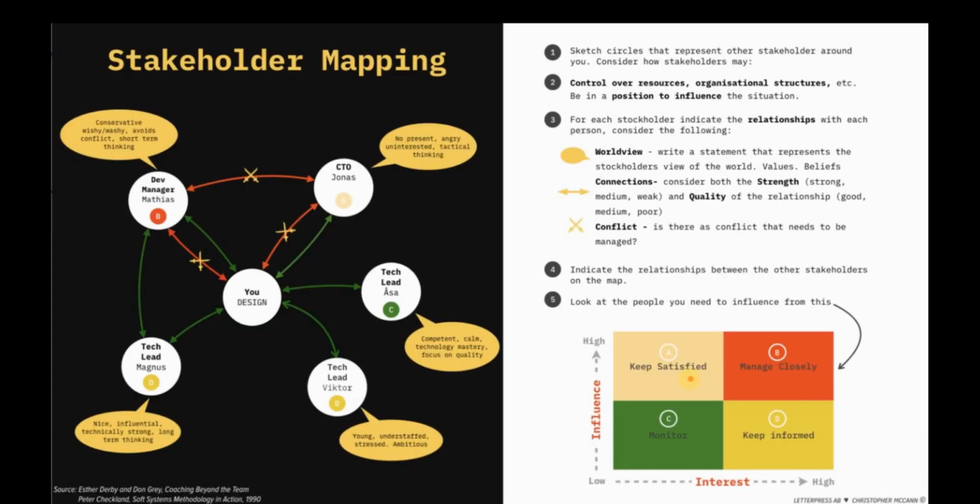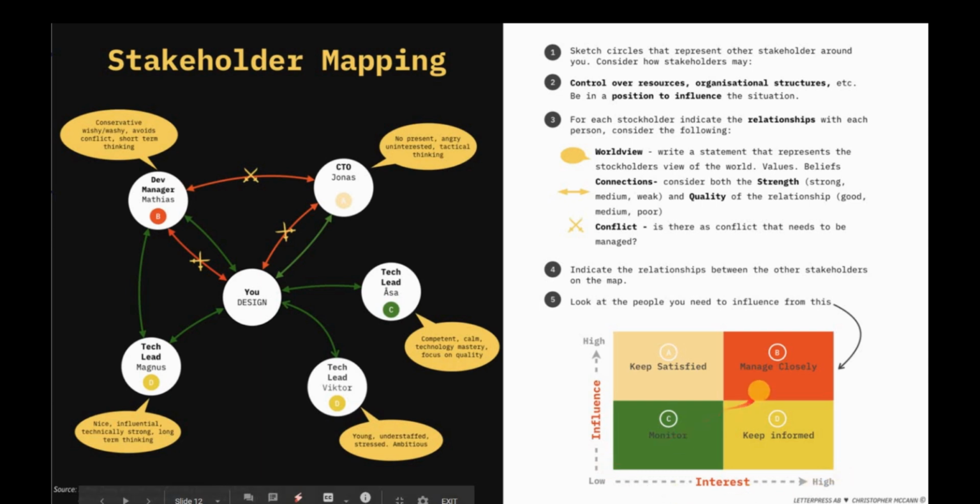Now, we know that it is important to give value to our stakeholders, but we must understand that we can map out what type of value, how much level of value should we give to our stakeholders. Should we just keep them satisfied? Should we manage them closely? Should we monitor them or keep them informed? In order for us to know that, we would have to put them in this quadrant: low influence to high influence and low interest to high interest.